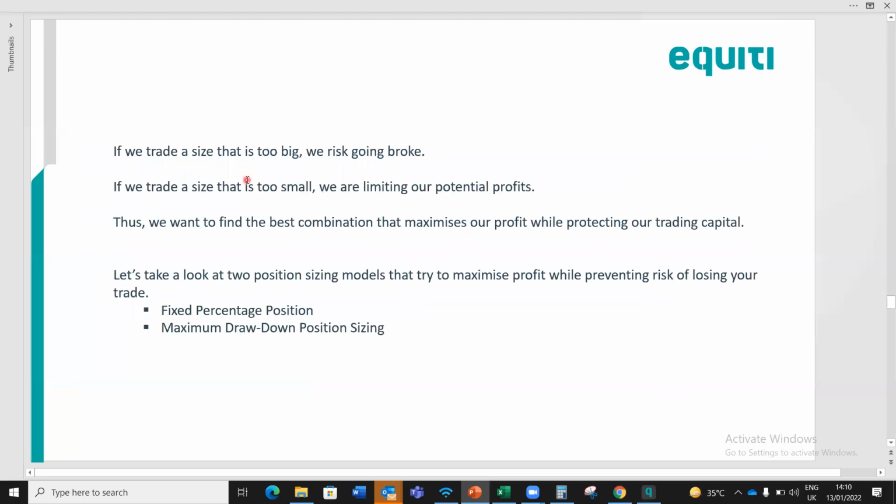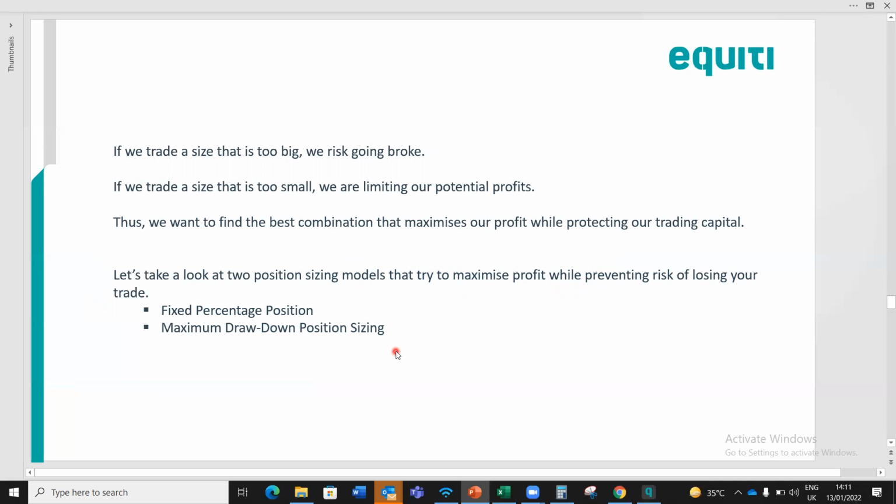If we trade a size that is too big, we risk going broke. If we trade a size that is too small, we limit our potential profits. Just like I have earlier mentioned, we want to find the best combination that maximizes our profit while protecting our trading capital. Let's take a look at two position sizing models that try to maximize profits while preventing risk of losing your trade.